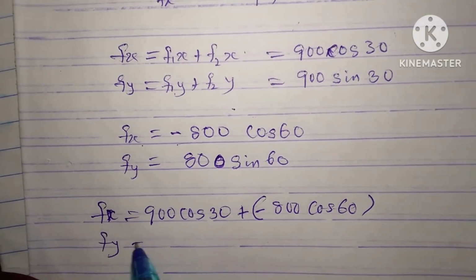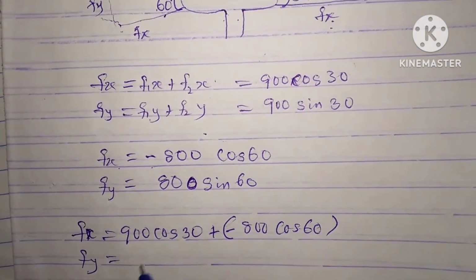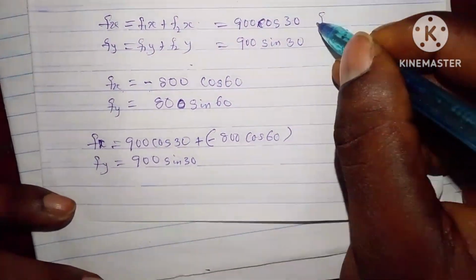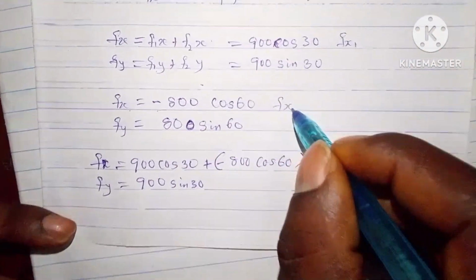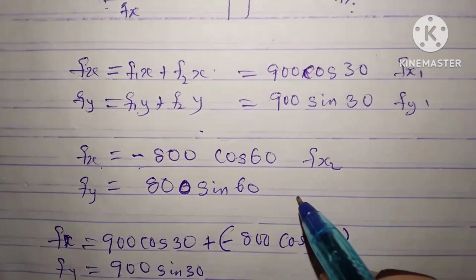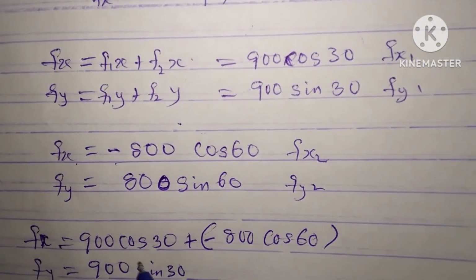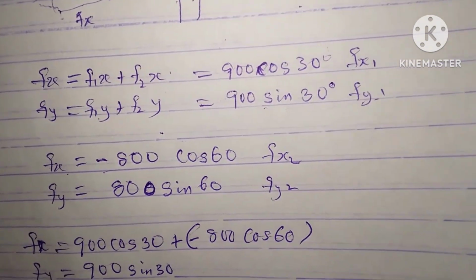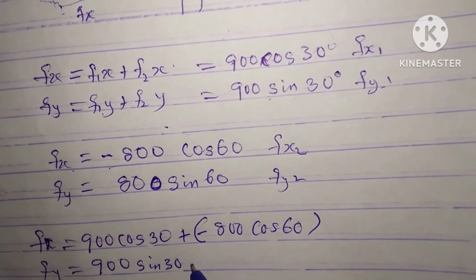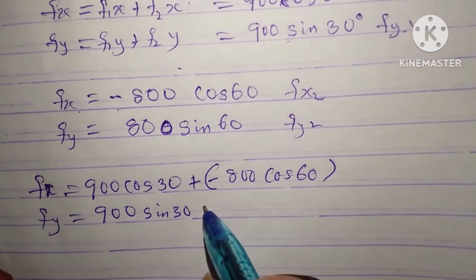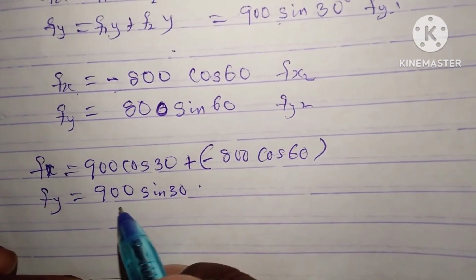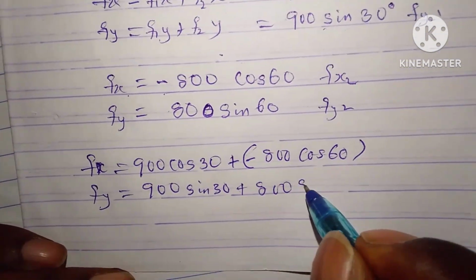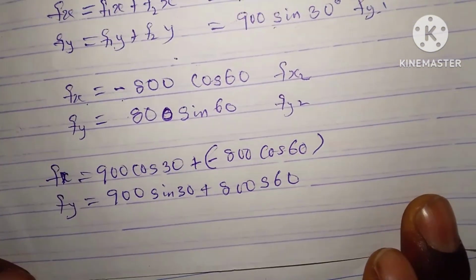Now for Fy, you are going to have 900 sine 30. Don't be confused: Fy1 and Fy2. So Fy1 is 900 sine 30. Don't forget the degrees, very important. So F2y is plus 800 sine 60. I hope it is clear.